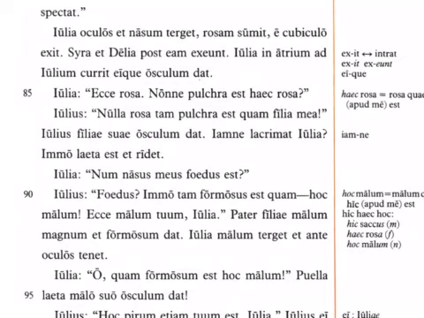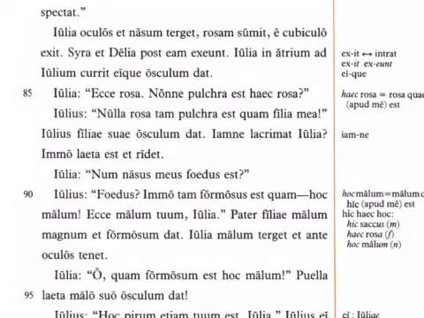Okay, so her dad has cheered her up by saying, no rose is as beautiful as my daughter. She doesn't feel so bad about her appearance anymore. Now Julia says, Num nasus meus foedus est? Surely my nose isn't ugly, is it? Right? So she's asking her dad now.